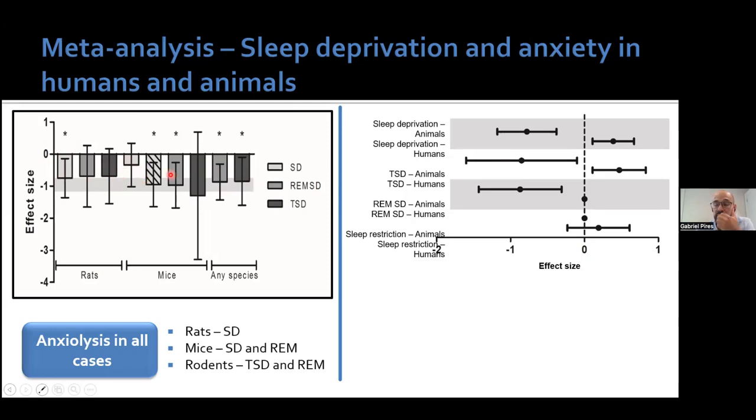So I can compare the overall effect with the effects in rats, in mice, in any species, in total sleep deprivation, in REM sleep deprivation, and so on. But the overall result here, and the most important thing here, is that overall rodents, when they are sleep deprived, display a situation of anxiolysis, which is opposite to what is seen in human beings. So you can see that in animals, when they are sleep deprived, they display anxiolysis. Human beings display anxiogenesis. The same for total sleep deprivation and REM sleep deprivation.